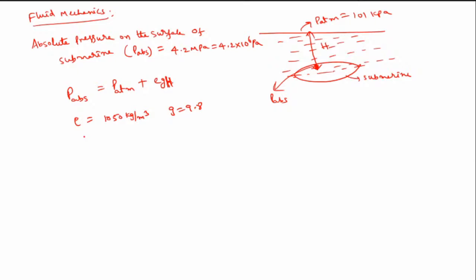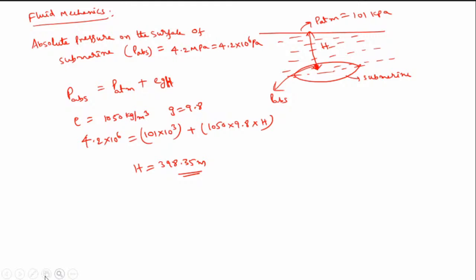So P absolute, 4.2 into 10 power 6, is equal to 101 into 10 power 3 plus rho, which is 1050, into 9.8 into H. So we'll be getting the value of H as around 398.35 meters. That is the answer for this question.